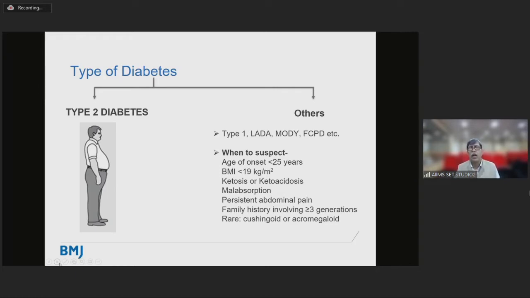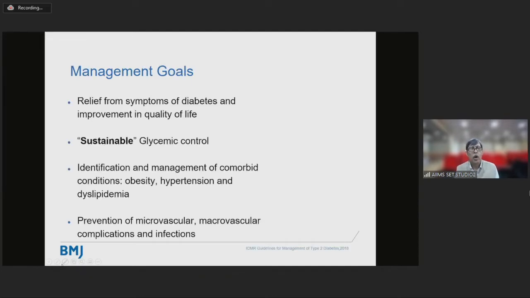You should suspect a non-type 2 variant, especially in younger ages of onset, lean BMIs, a presentation with ketosis or ketoacidosis, features of malabsorption, persistent abdominal pain, which could be a pancreatic disease, a clear family history involving 3 generations, and of course, rare endocrine syndromes, which can be associated with diabetes.